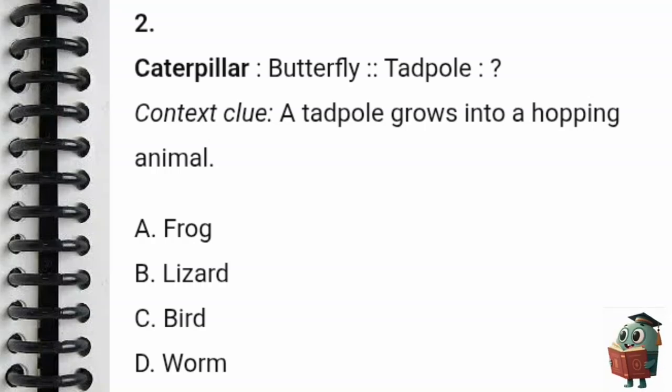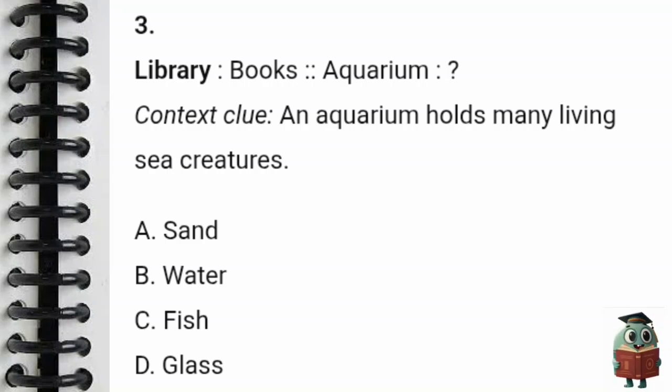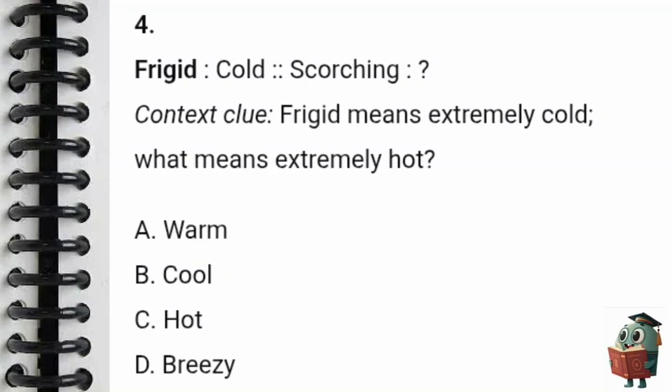Clue: A tadpole grows into a hopping animal. A. Frog. B. Lizard. C. Bird. D. Worm. 3. Library is to books, as aquarium is to blank. Clue: An aquarium holds many living sea creatures. A. Sand. B. Water. C. Fish. D. Glass. 4. Frigid is to cold, as scorching is to blank.